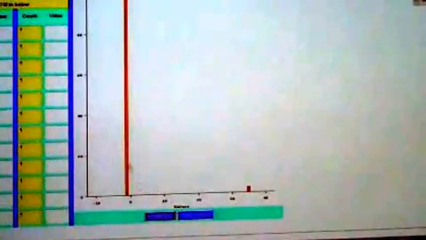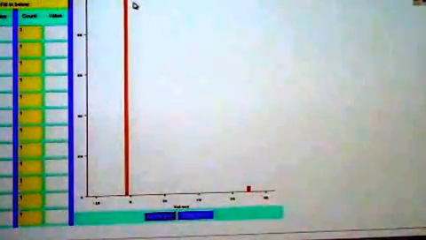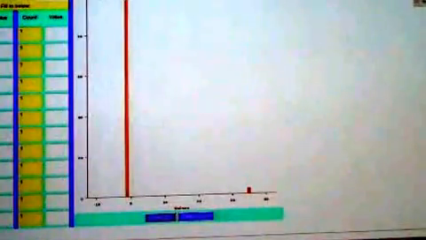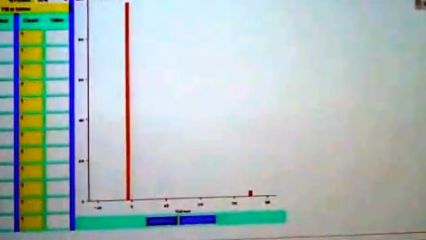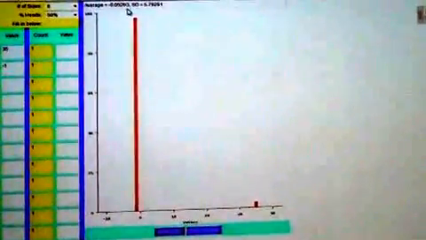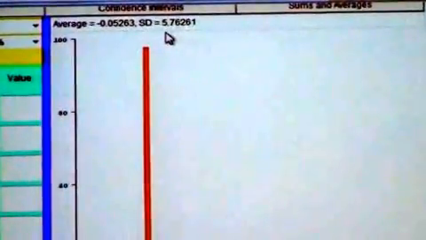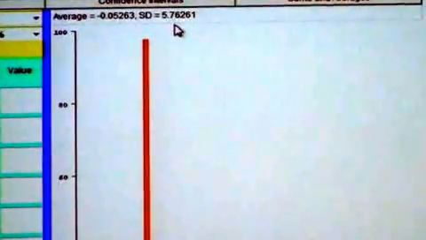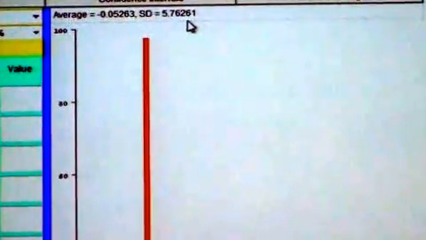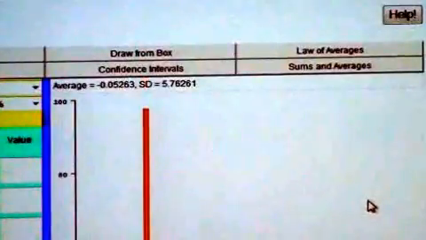Look at all the ways there are to lose. Hey, look at this. Can you even read that? This says the average of the box is negative 0.05263. Does that look familiar? Look at your average of the box. And the standard deviation is $5.76. Actually, more exact. Okay, so we got all that.